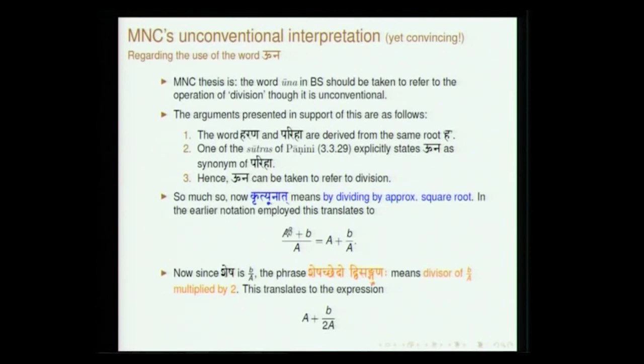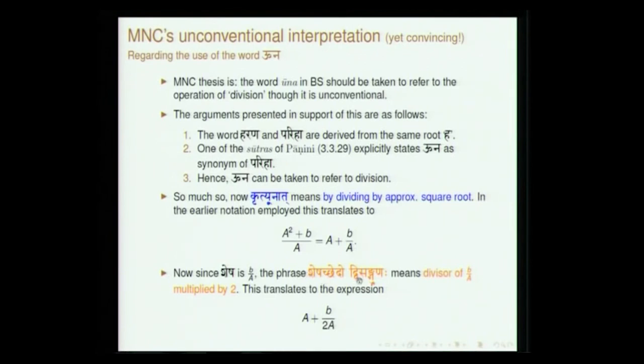Fine. Now with this framework, we had the words Akrite Slishta Krityunath. This is how the sutra begins. Krityunath means dividing by the approximate square root. Kriti is square root, Una is division. So A is taken as the approximate square root of root n; the number is A square plus B. Slishta Kriti means well known, well established. The square which is well established before this root n is A square, and therefore Slishta Krityunath refers to division by A, and it comes to A plus B by A.